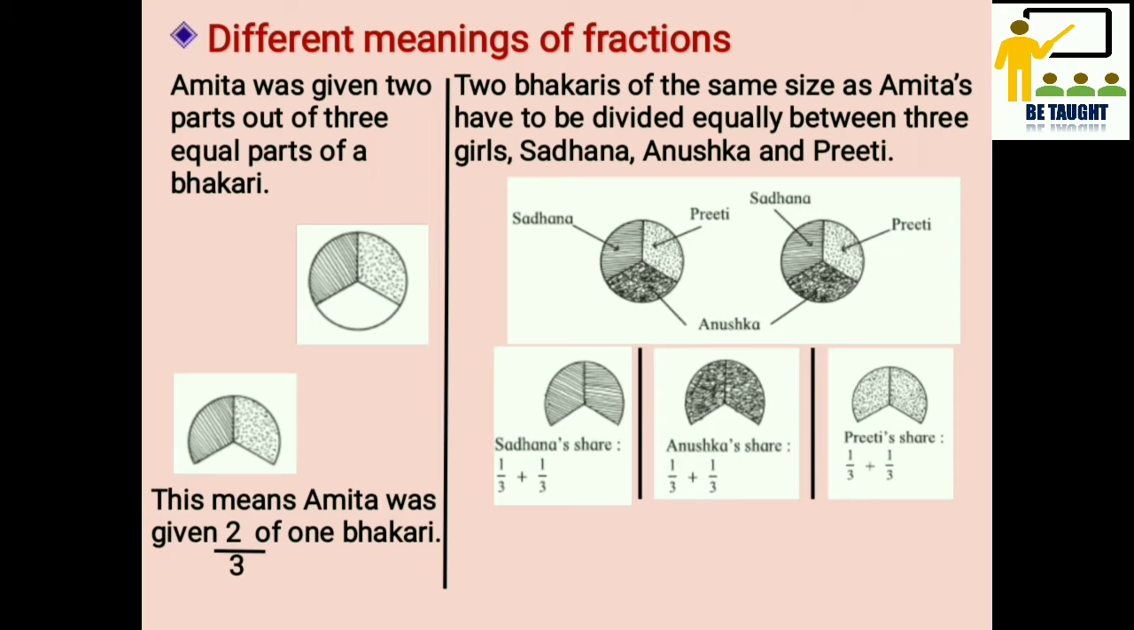Amita's share and that of each of the other 3 girls is the same. Hence, we can see that 2 upon 3 is equal to 1 upon 3 plus 1 upon 3. Note that when 2 bhakris are divided between 3 girls, each girl gets 2 upon 3 bhakris.